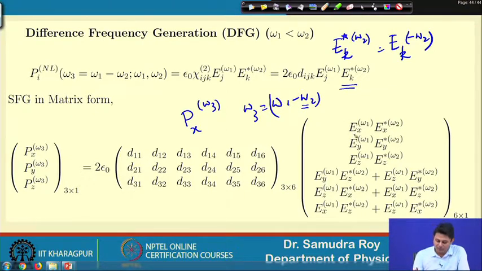So, now instead of multiplying these two, we now have a star. Here also in a similar way we will have the summation, but in the form of a star, because we are dealing with difference frequency generation. So, these forms are very important. I believe you can understand these things.